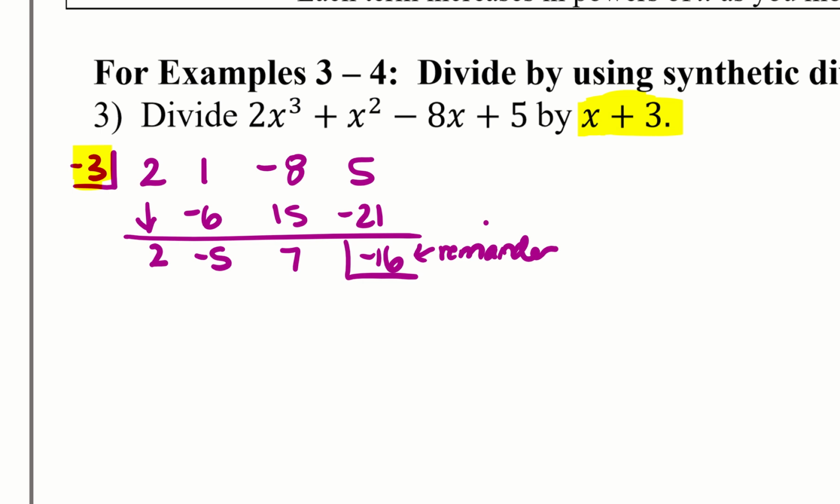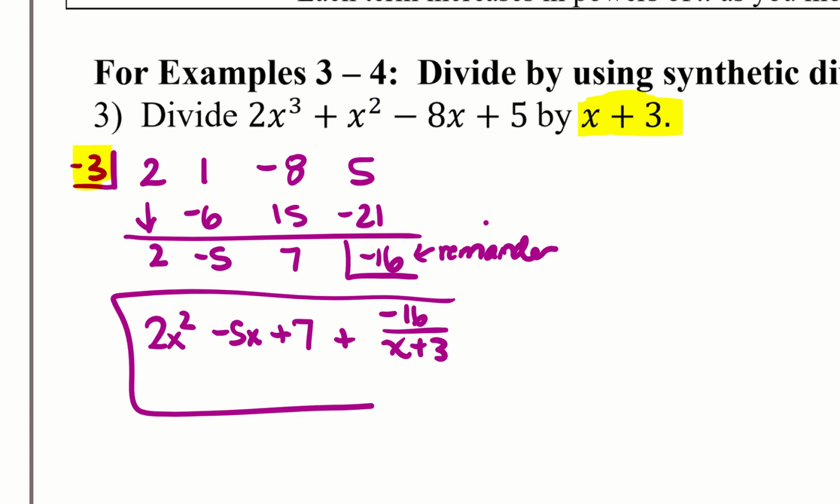In the example that was provided earlier, the remainder was 0, so we didn't write the remainder. But in this one, we do have a remainder. 7 is the constant. The -5 is your linear term. X to the power of 1 is called linear. And then the one in front of that would be your quadratic term, or x squared term. And then for the remainder, I have a -16 over the original divisor of x plus 3. Notice I use the x plus 3. I'm not using the root of -3. I'm using the original divisor here.